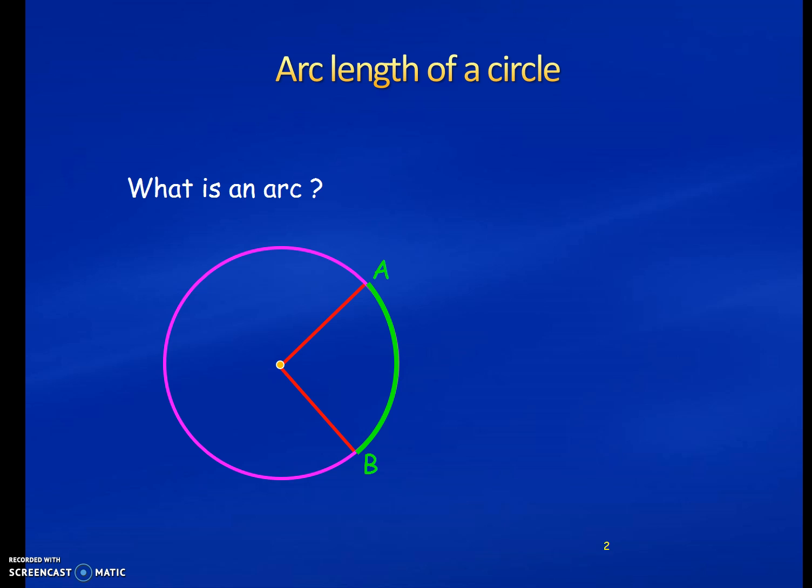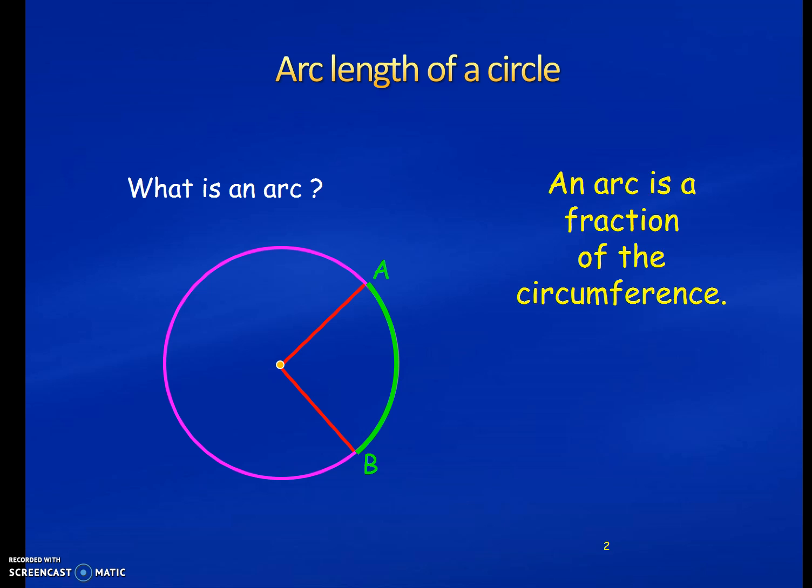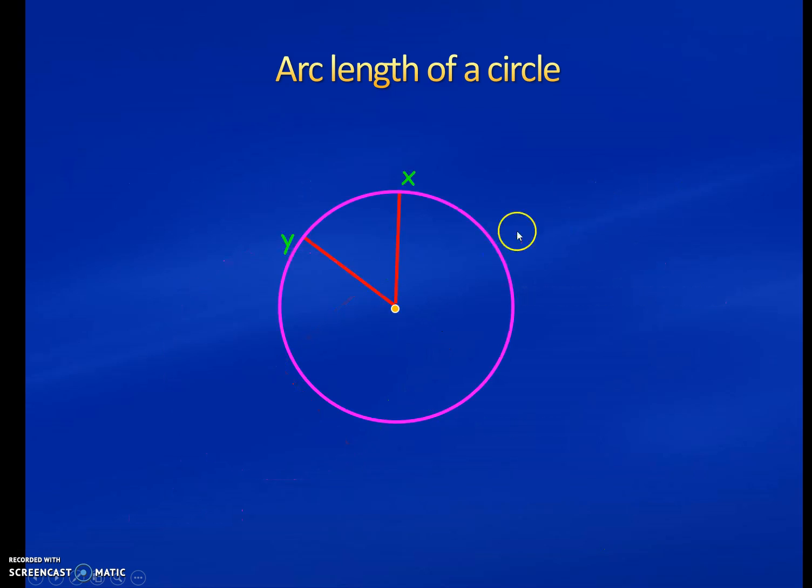So just recalling what an arc is. It's a fraction of the circumference of a circle. In this one here, this little portion, arc AB, is a fraction of the circumference, and that portion is related to this angle here. So that's our minor arc and major arc, just to review those things.